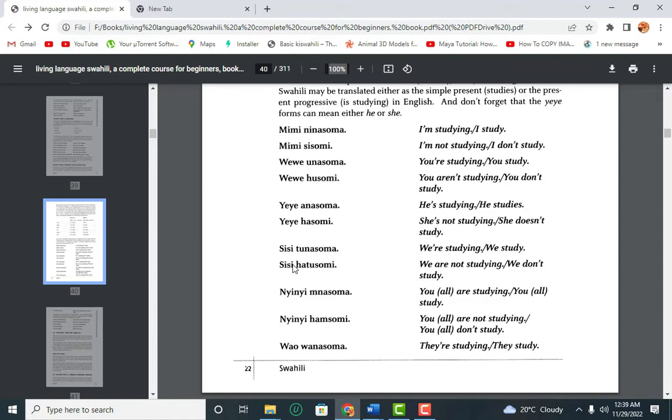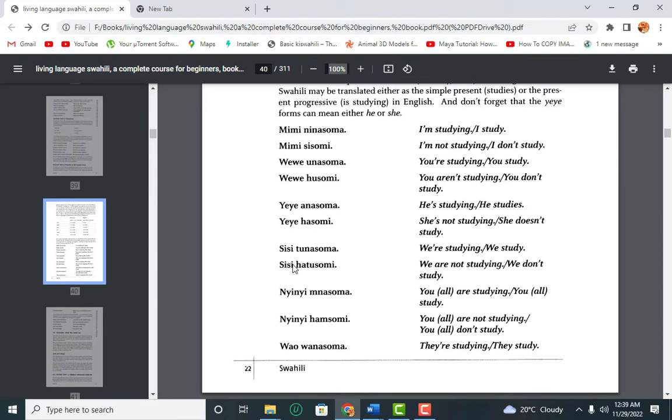The next one, wewe unasoma, which means you are studying or you study. The next one, wewe husomi, which is the negative, which means you are not studying or you don't study. The next one, yeye anasoma, which means he's studying or he studies. The negative, yeye hasomi, which means she's not studying or she does not study.